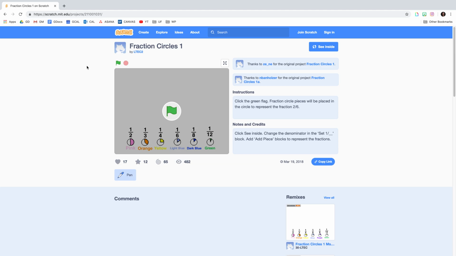As you can see, we've opened a Scratch project called Fraction Circles 1. For the Tipp See protocol, the first step, T, stands for title, which you'll find toward the top of the Scratch project. In this case, the title reads Fraction Circles 1. The second step, I, stands for instructions, which you'll find toward the right of the Scratch project. In this case, the instructions read to click the green flag. Fraction circle pieces will be placed in the circle to represent the fraction 2/6.